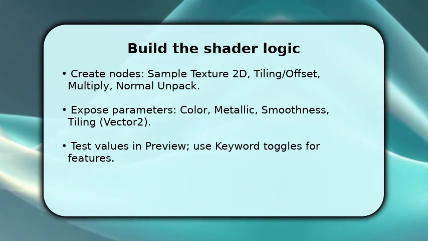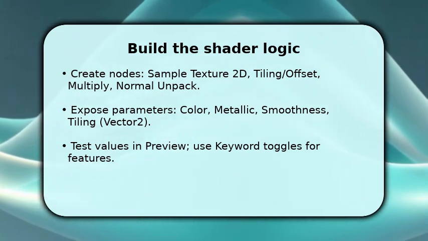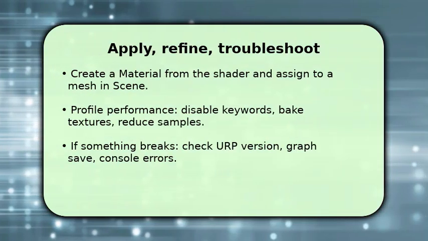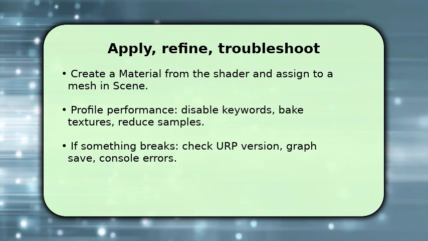Once done, create keywords for feature toggles like alpha cutoff, so you can assign the new material to an object to validate the look and UV behavior. Tweak tiling, color, metallic, and smoothness from the material inspector until the result matches your intent.